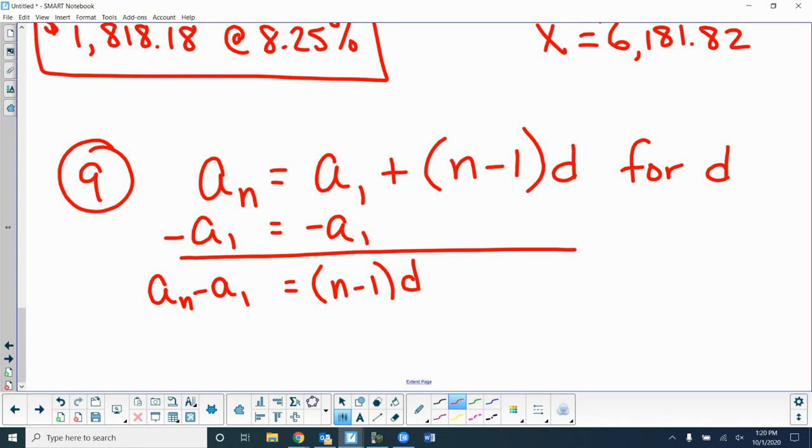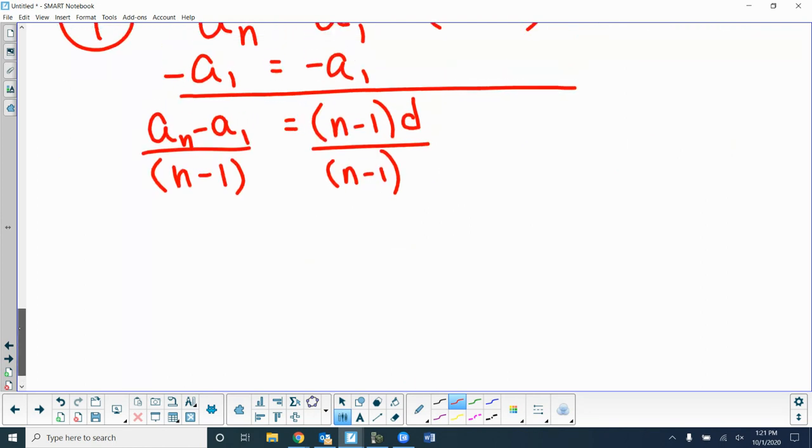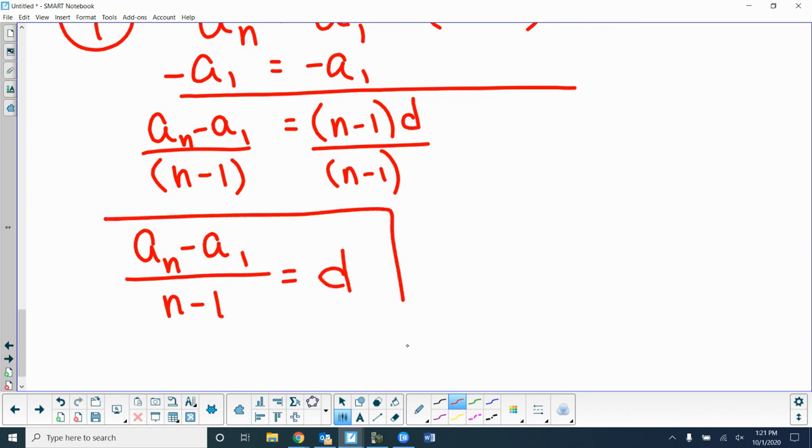So how do I get rid of that n minus 1? Divide it, yeah. So if that was 3 times D, we divide by 3. Well, now it's n minus 1 times D, so we divide by n minus 1. You don't have to put parentheses on it, but I just did, it doesn't matter. So that's my answer. A sub n minus A sub 1 over n minus 1 equals D. Simple. You can do it, no problem. Easy. Right, Chris? Piece of cake.